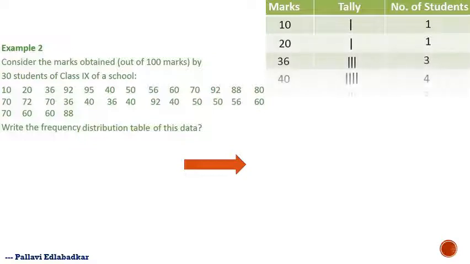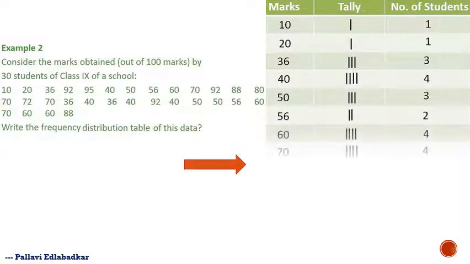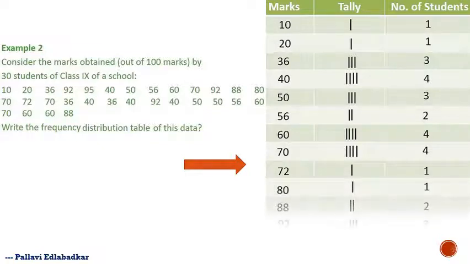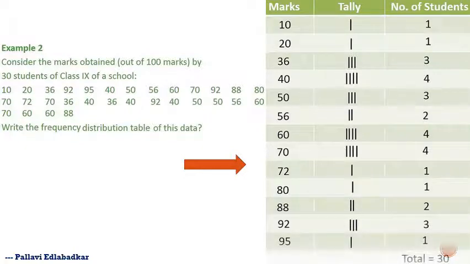So in the marks column we will have 10, 20, 36 marks, 40 marks, so on and so forth. And in the second column we will write down the number of students who have got those particular marks. So 3 students have obtained 36 marks, 4 students have obtained 40 marks, again 1 student has obtained 95 marks, so on and so forth. Okay, we can use tally marks also to make this table.